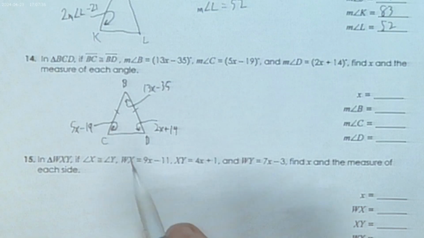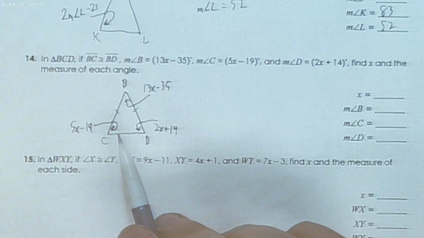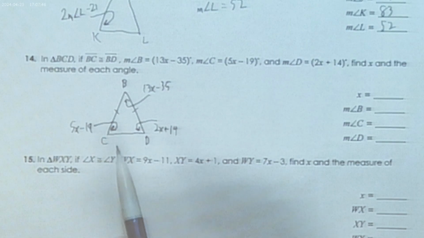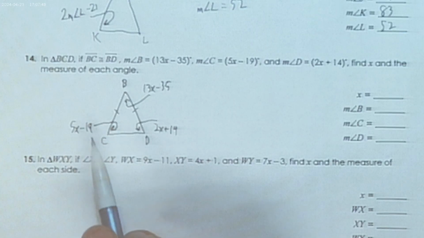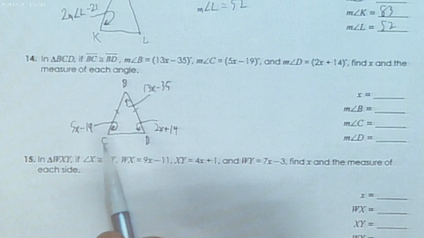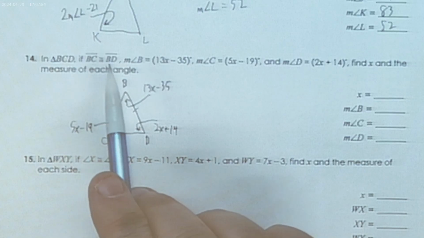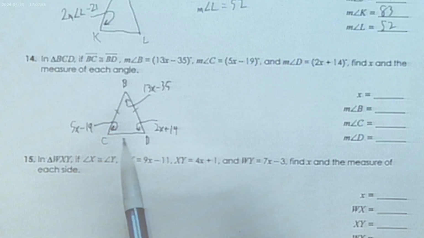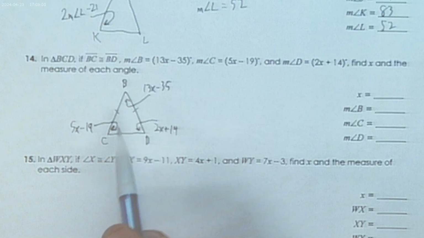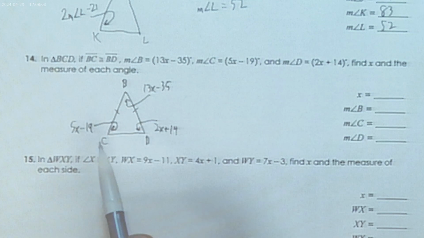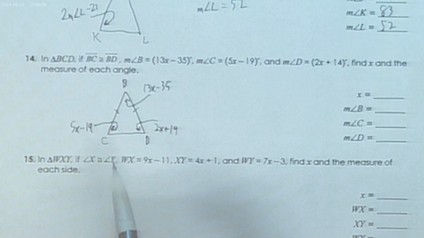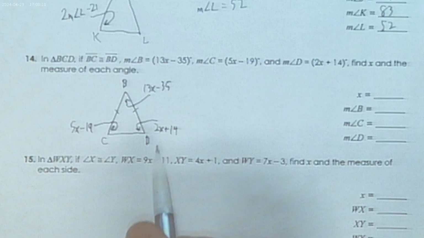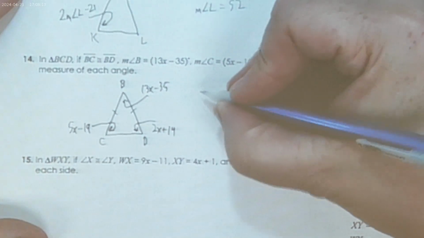So the reason that I draw these the way that I do is because it's a standard set way that eliminates the possibility of error when it comes to setting up the equalities for this isosceles triangle. I know BC is congruent to BD, and with isosceles triangles, the angles opposite the congruent sides are also congruent. So when it comes to setting up the equality, I know 5x minus 19 equals 2x plus 14. And that's how I can solve for x.